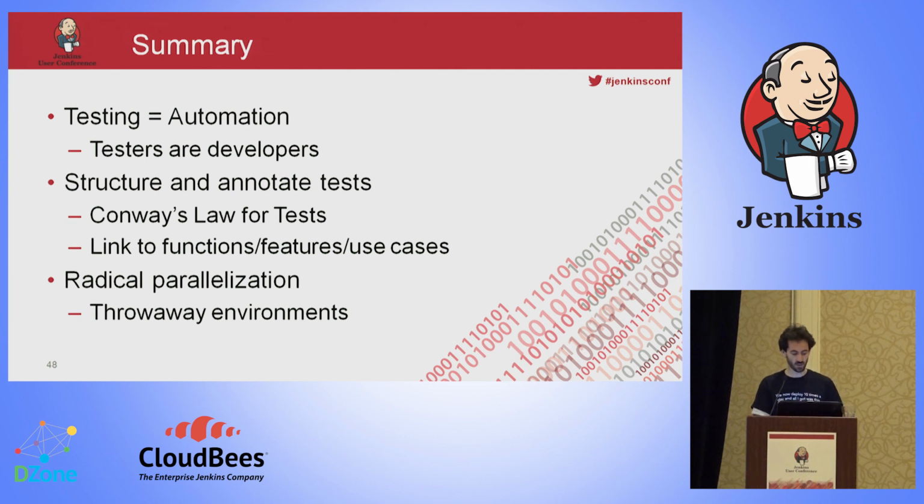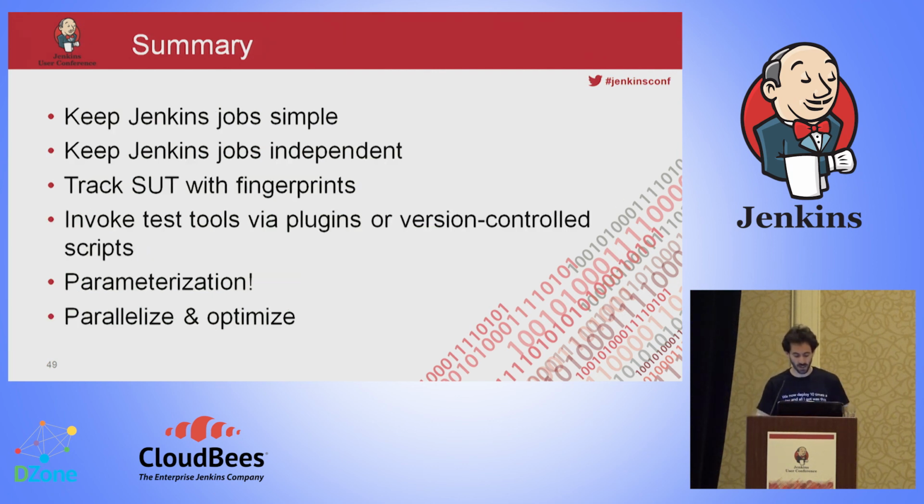Testing automation, test the developers, structure and annotate your tests, think about Conway's law also for testing, parallelize if you can, but probably you can, with modern automation technology around environments. For Jenkins, keep the job simple and independent. Make sure you track your system under test. That's just basic fingerprinting stuff. Try to avoid complicated invoking of your test tools.